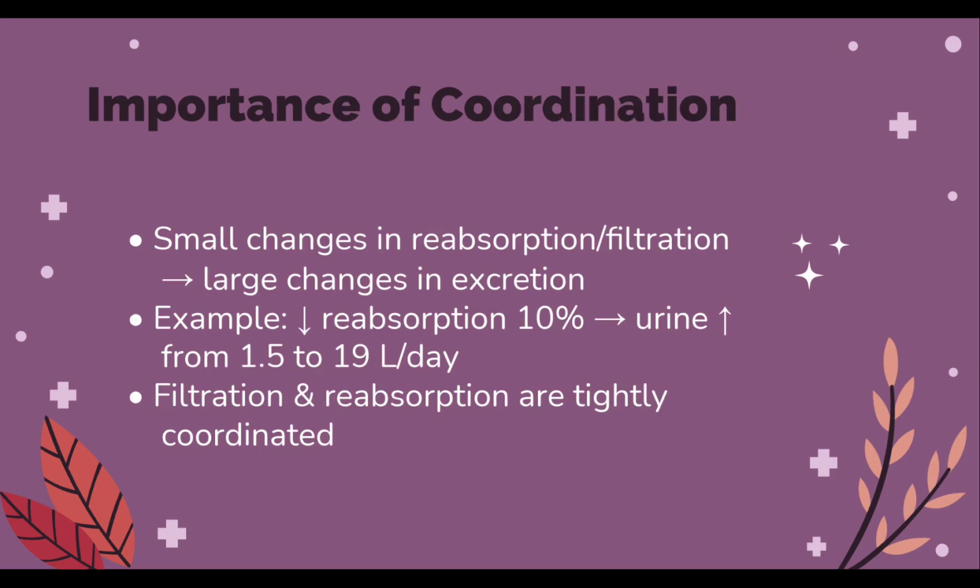So, what is the importance of this coordination? A small change in reabsorption or filtration can cause a large change in excretion. For example, a reduction of reabsorption by 10% can increase urine amount from 1.5 to 19 liters per day. It's a huge amount, so filtration and reabsorption are tightly coordinated.